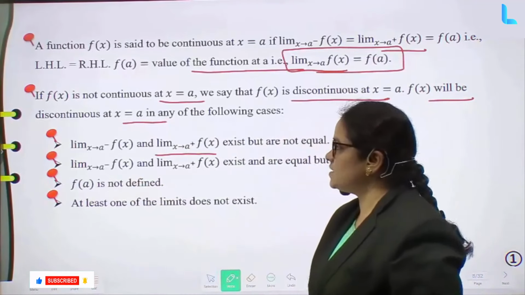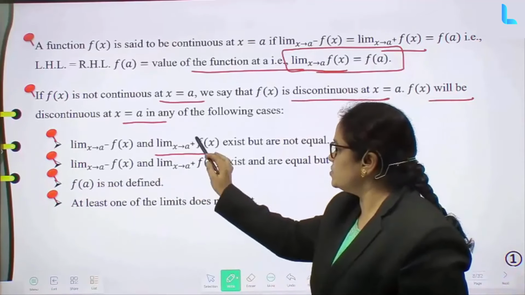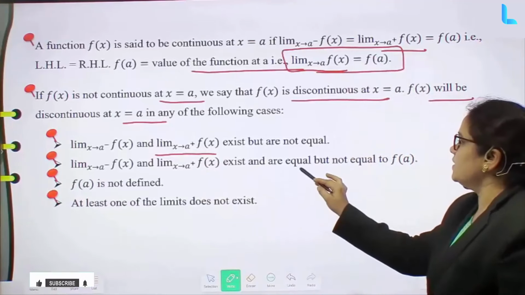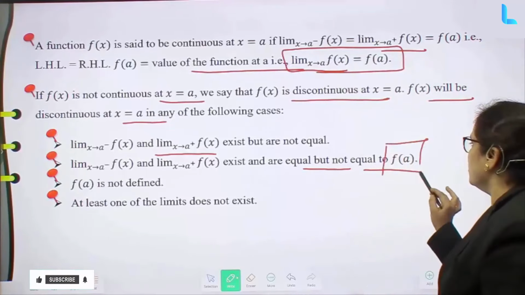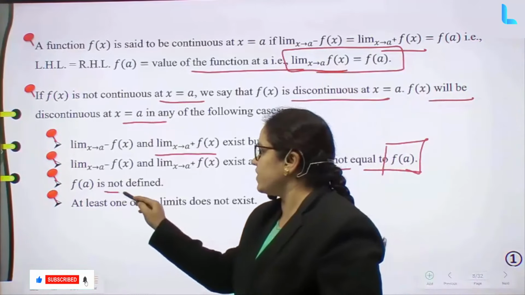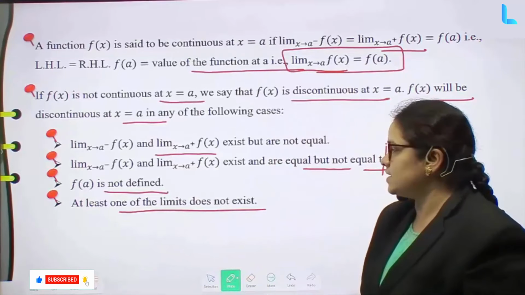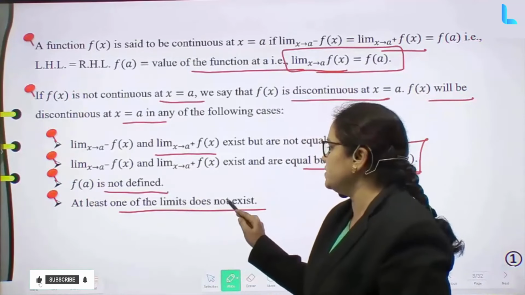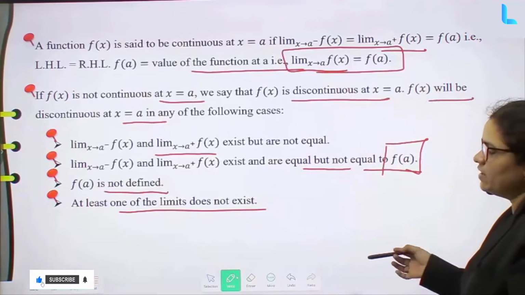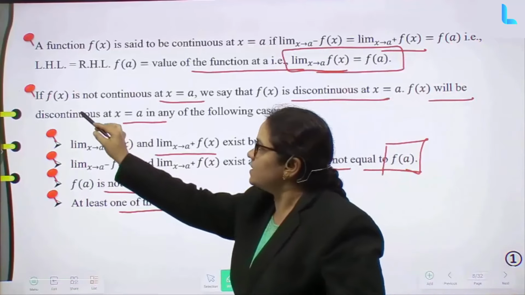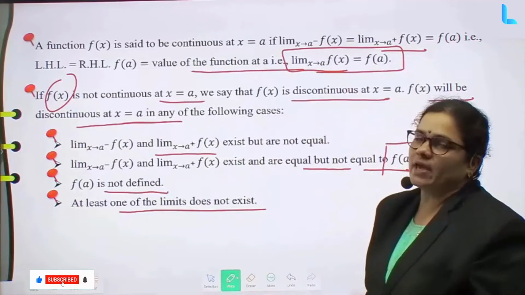Second case: limit x approaches a negative f(x) and limit x approaches a positive f(x) exist and are equal, but both are not equal to f(a). Third case: f(a) is not defined. Fourth case: at least one of the limits does not exist. In all these cases, if any one case is possible, then we say that the given function f(x) is discontinuous at x equal to a.